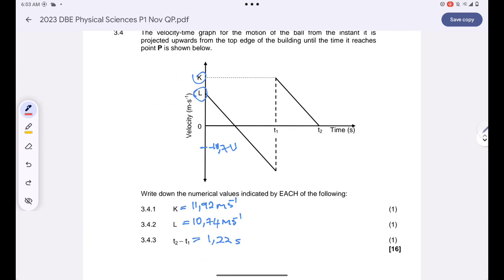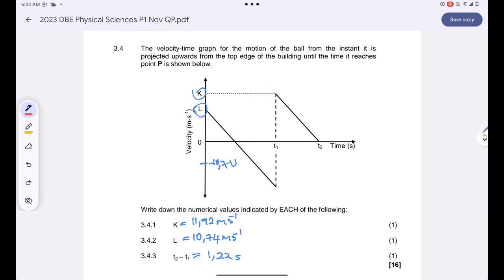Okay, to answer the following, they wanted K, but they were biased here, guys, because for the velocity time graph, they've taken upwards movement as positive. How do I know that? Because the gradient of my graph is negative, and there's only one physical quantity that is represented by the gradient, and that physical quantity is the gravitational acceleration. Are we together?